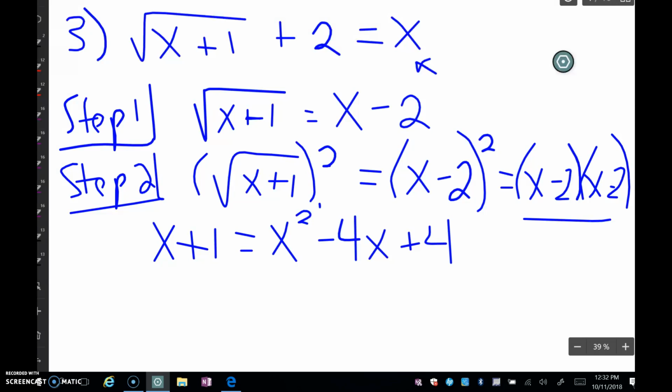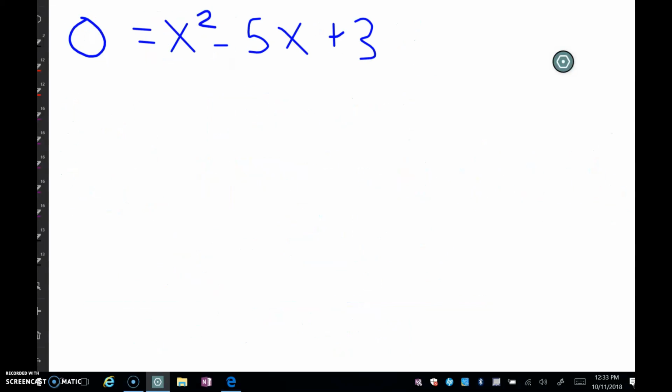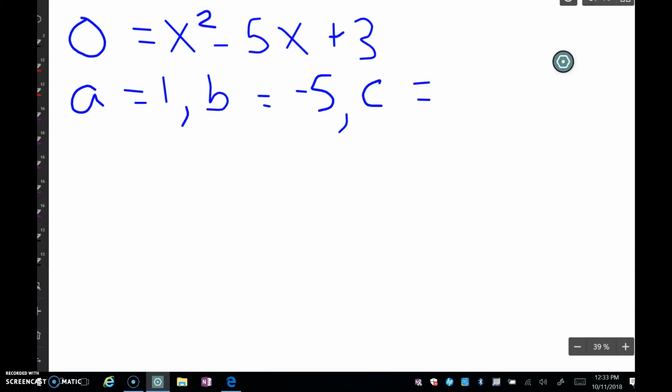And this is a little bit harder because I've got the x squared there. So remember, when that happens, you want to get everything on one side. So I'm going to subtract x and subtract 1 to get everything on the same side. And that makes one side 0. That's what I think is easiest to do. So this becomes 0 equal x squared minus 5x plus 3. And I can't factor this one, so I'm going to use the quadratic formula. So a is 1, b is negative 5, and c is 3.